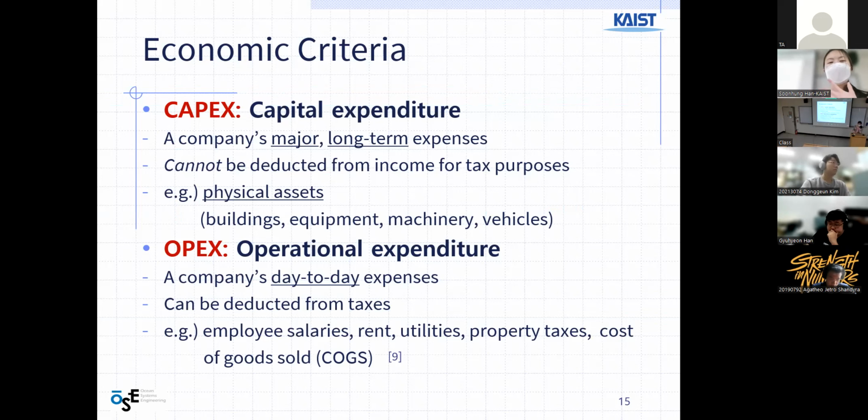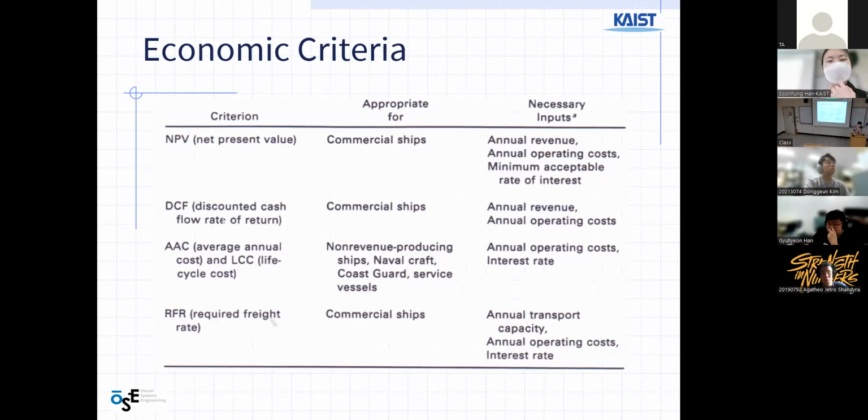So capital expenditure is like physical assets, large structures, buildings, machinery, or all those kinds of things that you have to pay for. But day-to-day expenses are more like salary or goods, and they can be deducted from taxes. So you get the basic idea about the difference between a major or long-term expense and the day-to-day expense of an everyday company.